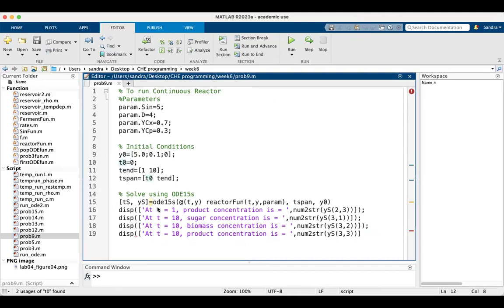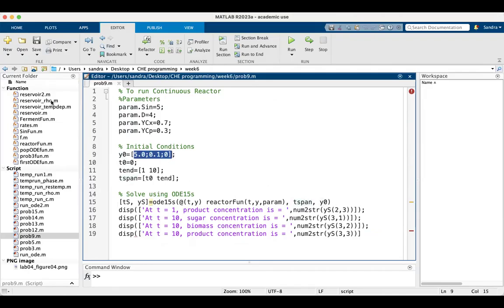Right? And then you give it to the ODE solver, ODE15s. This is a function that we have, reactor fun. It takes in T, Y, and all these parameters. That is why I just want to save it in a single param. It is a structure that we use. In case you are not comfortable with structures, you can give SIN, D, YCX, and YCP in a bracket. Or else directly in the reactor fun itself, you can declare all these variables like we used to do before. Now T span is there: 0, 1, 10, and Y0 is the initial value, this column vector.